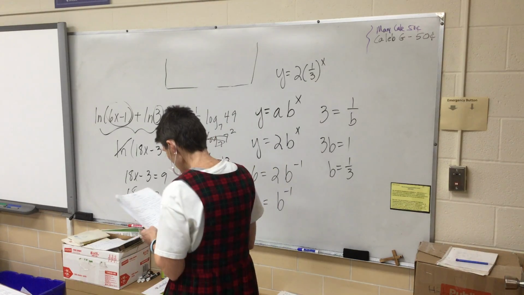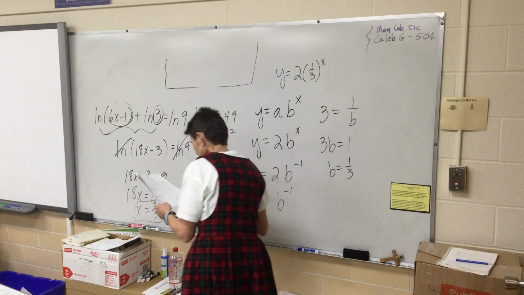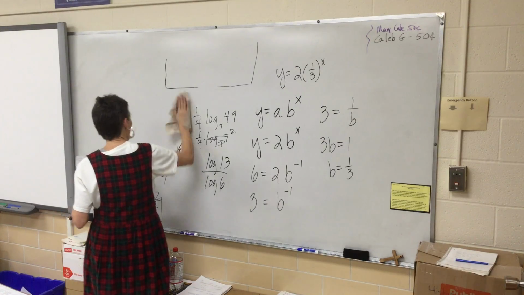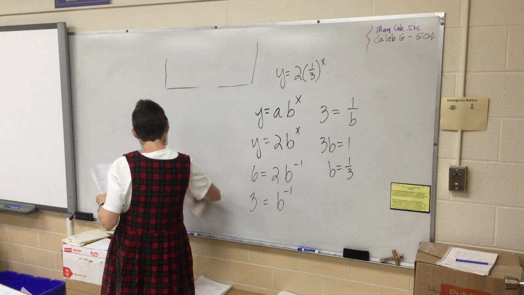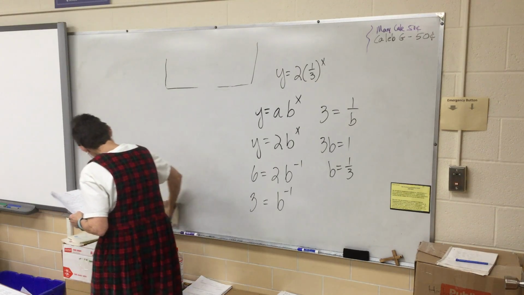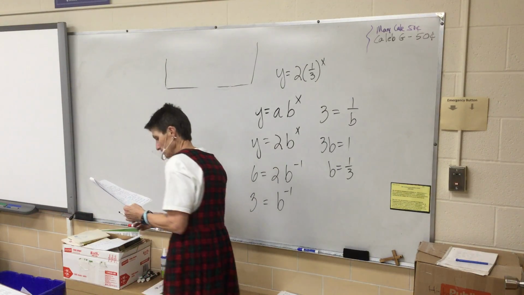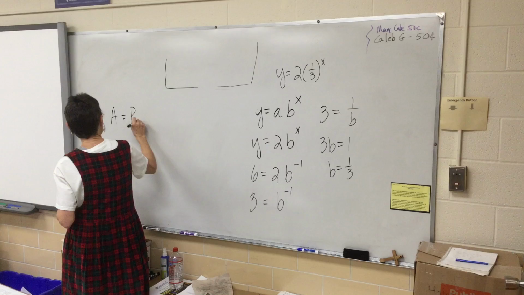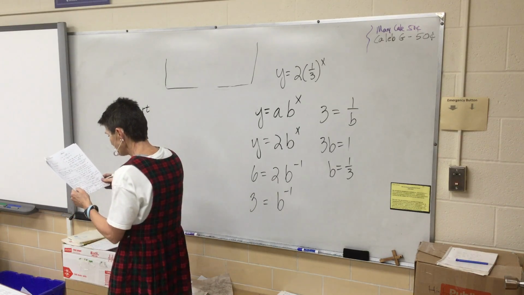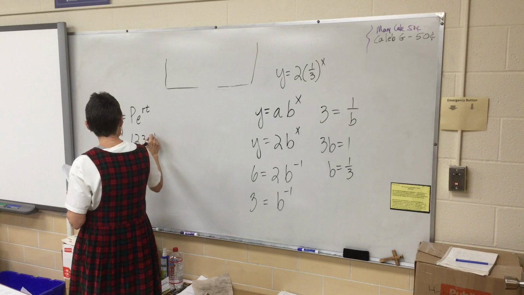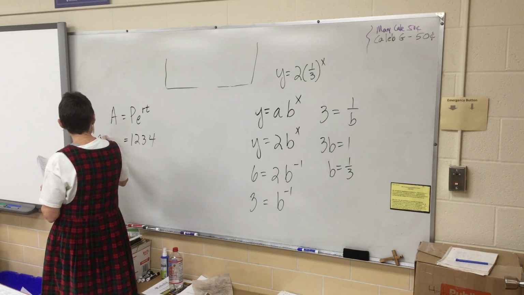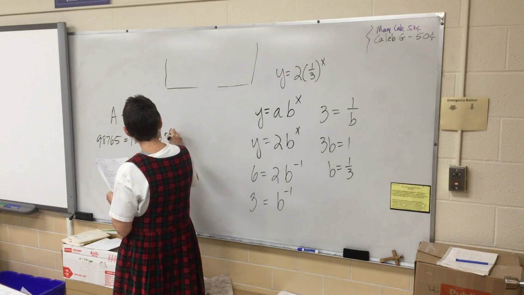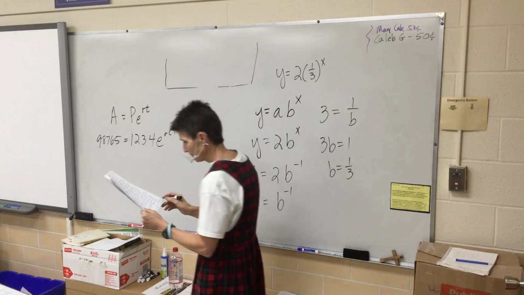A population increases, and by what percent does it increase each hour? So basically what we're looking for is r. And which formula am I going to use? A equals Pe to the rt. Yep, it's going to be a PERT problem, because it's a biology problem. We have a population going from 1,234 to 98,765, and it's doing it in 77.6 hours.